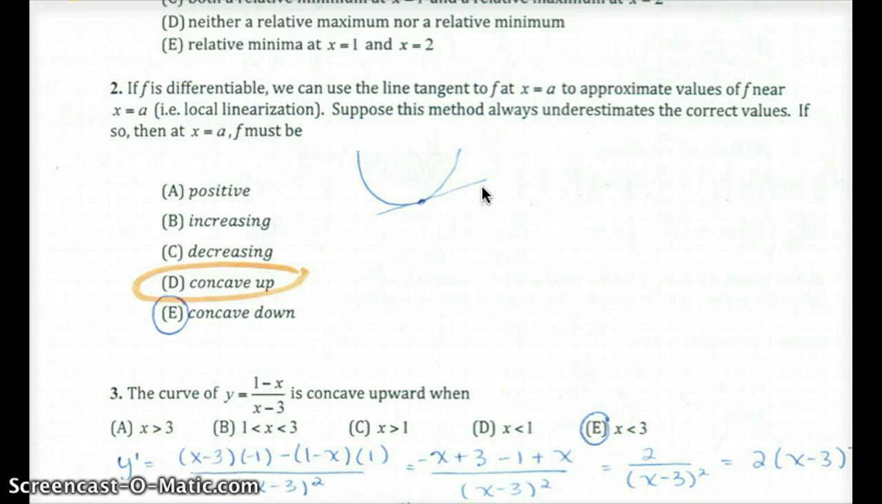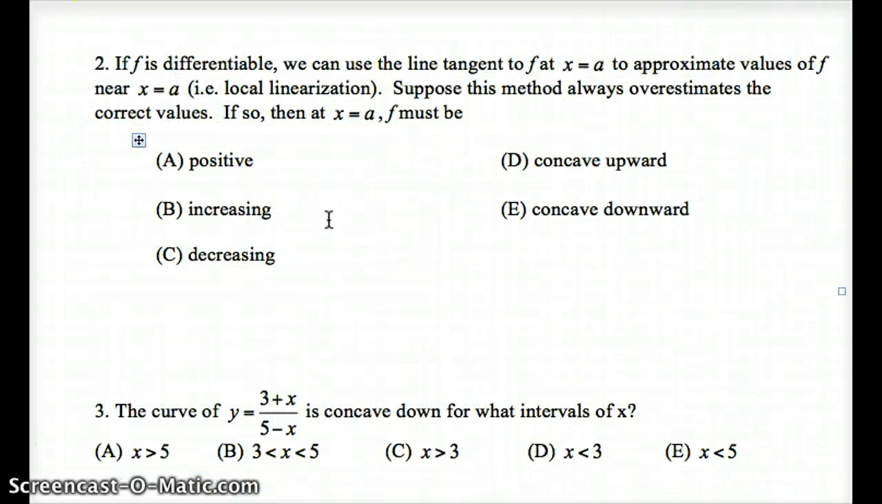If you try drawing an increasing function and drawing tangent lines, you'll see that on one side it's probably above the curve, the other side it's maybe under the curve. And decreasing similarly won't guarantee it. It's concavity that really matters. Go ahead and answer this one.